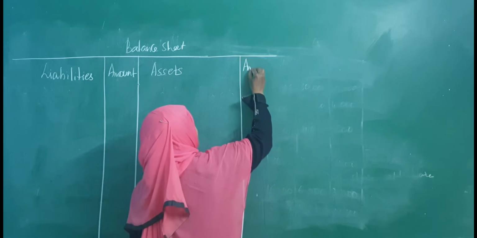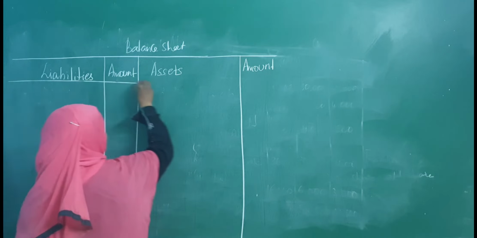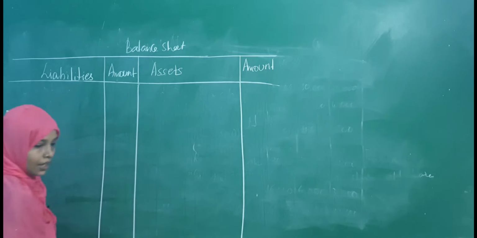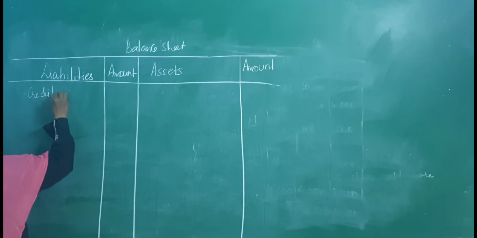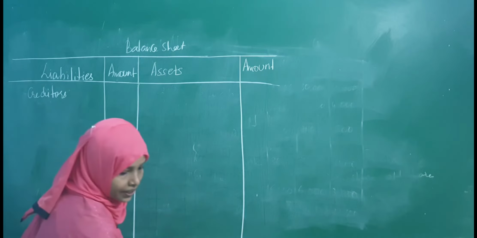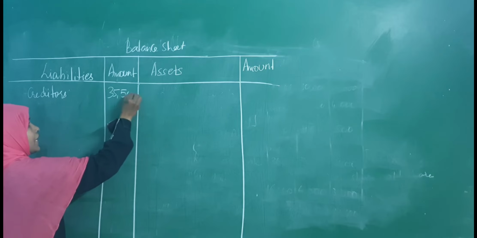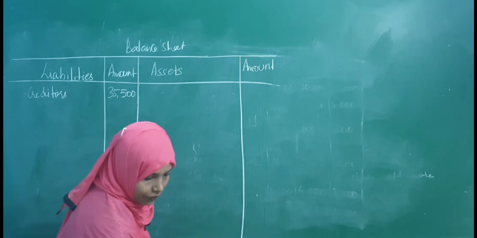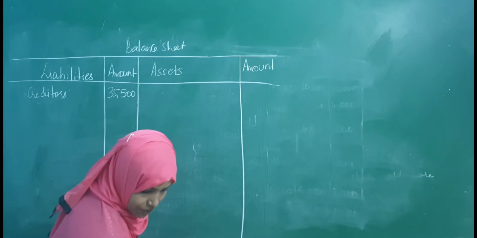Amount. As I told you, what is the first liability given? They have given creditors. How much they have given for creditors? Creditors is 35,500. After creditors, already reserve fund we took, profit and loss we took. Now we have to transfer the capitals.